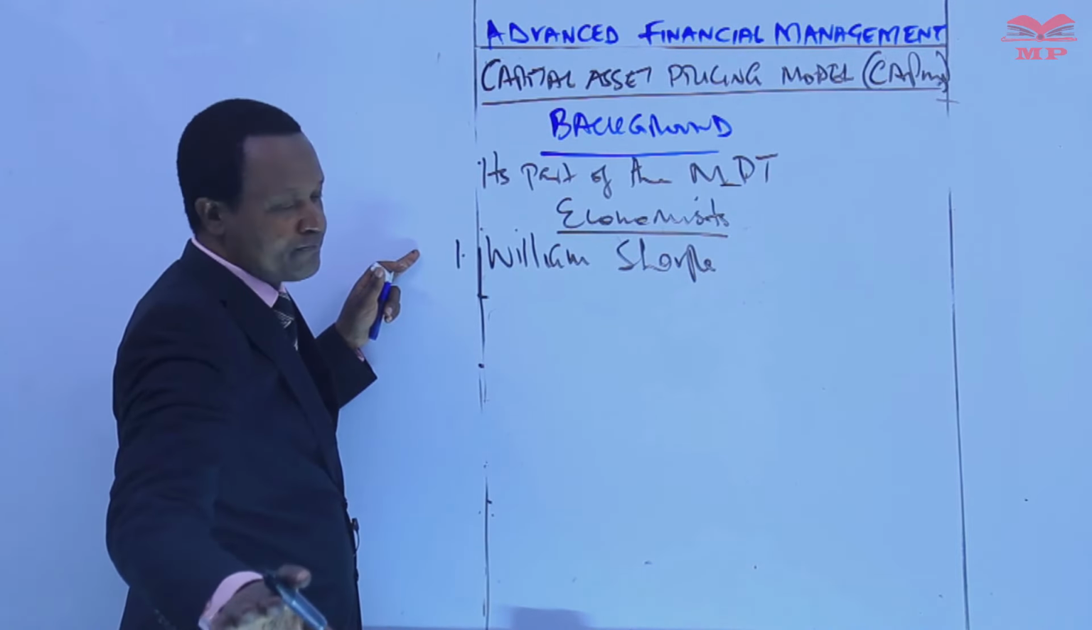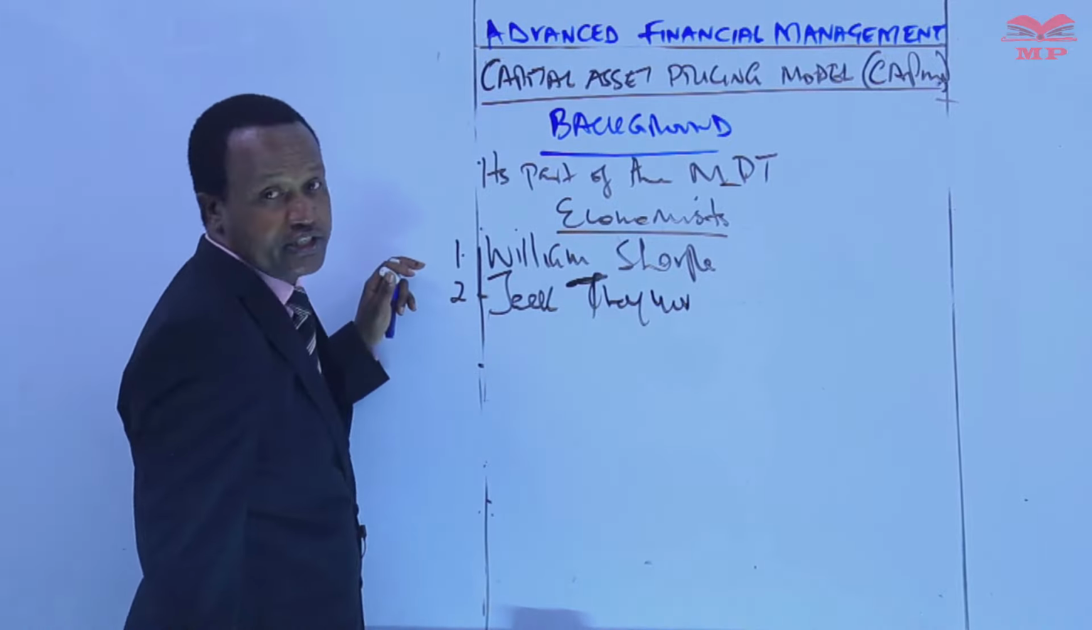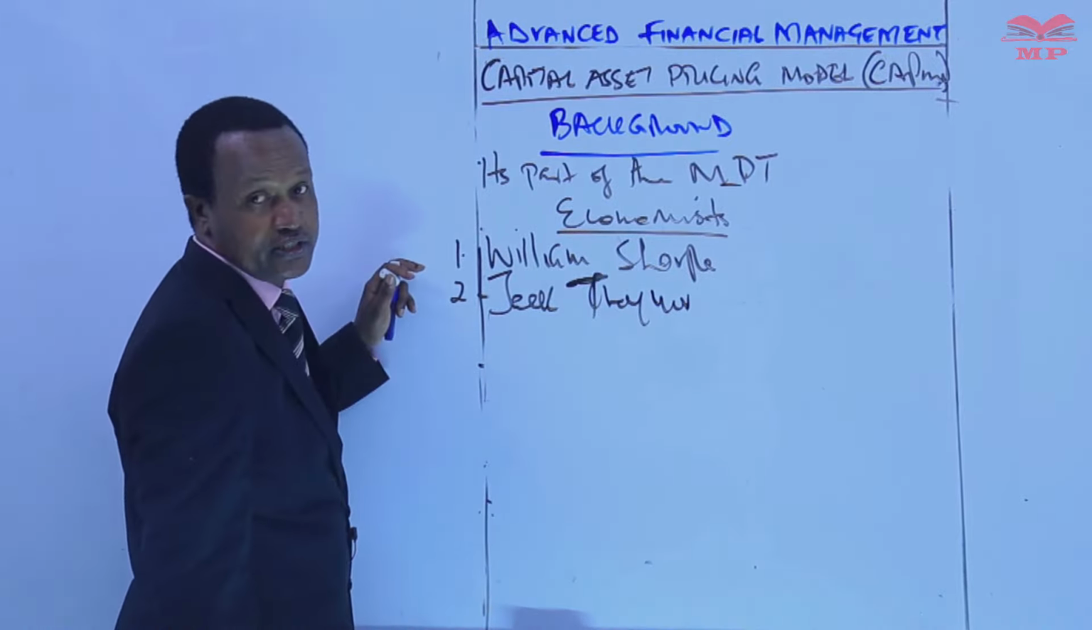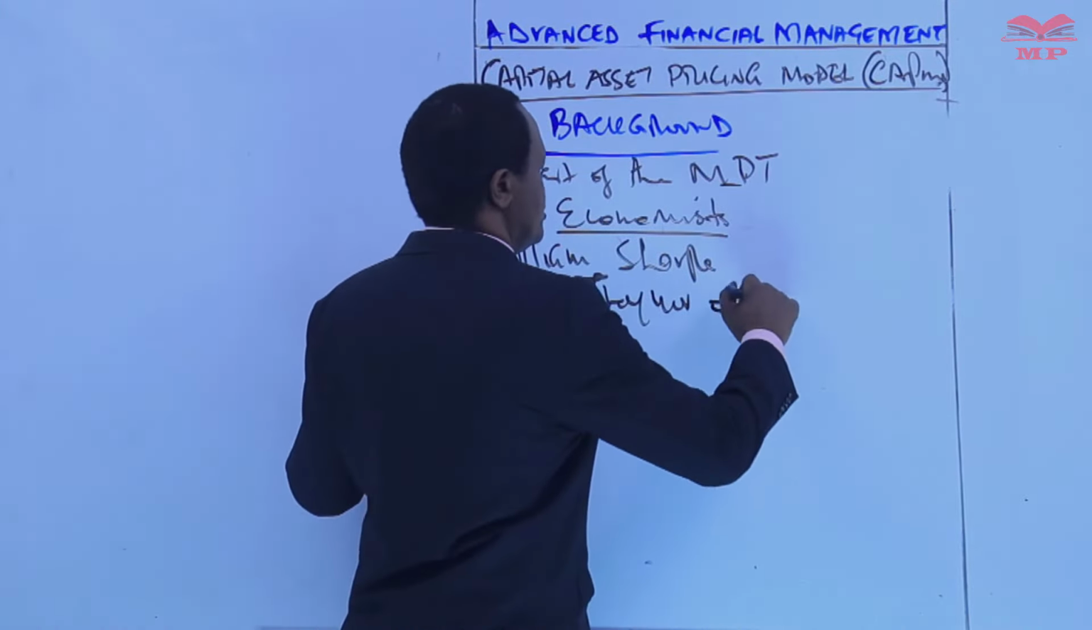Another key contributor is Jack Treynor. Jack Treynor in the 1960s, who was a contemporary of Sharpe, also made significant contributions to the development of CAPM, and Treynor focused on beta as a measure of risk. Understand?